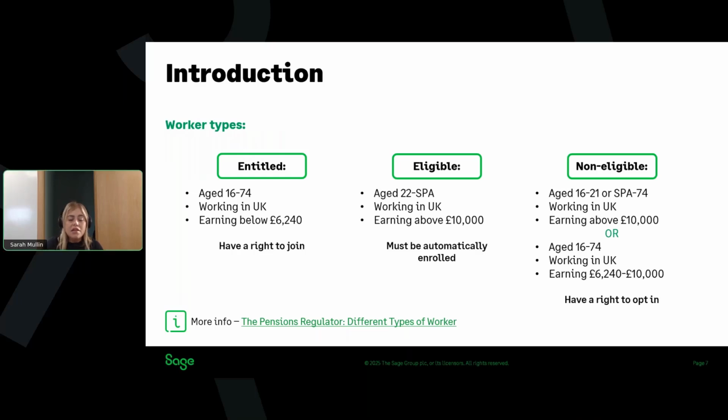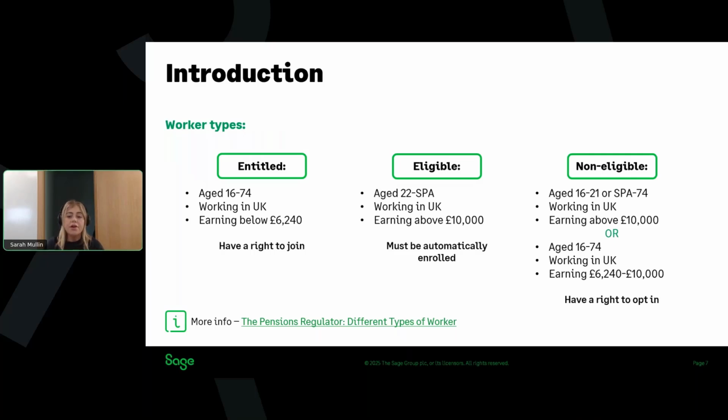Before we dive into the pension assessment itself, I want to spend a moment talking about worker types, because these will come up a lot during today's session. When your employees are assessed, they'll be assigned to one of the categories: entitled, eligible or non-eligible, but I want to break these down a little bit further for you. Entitled workers are aged between 16 and 74. They'll be working in the UK, but they'll be earning below £6,240. These employees do have the right to join the scheme, but they don't need to be automatically enrolled.